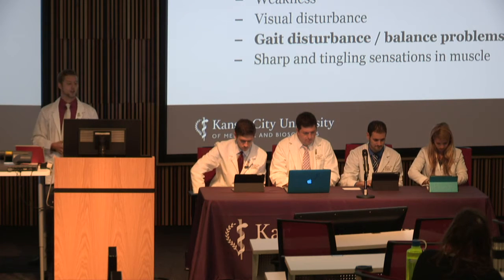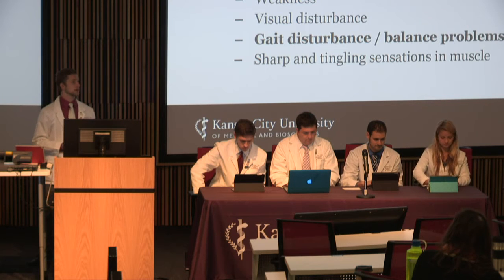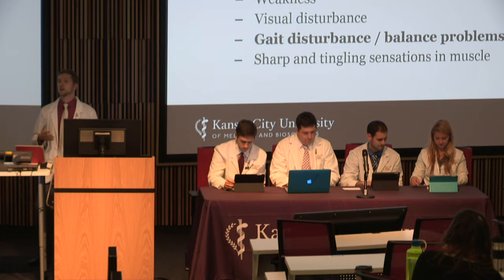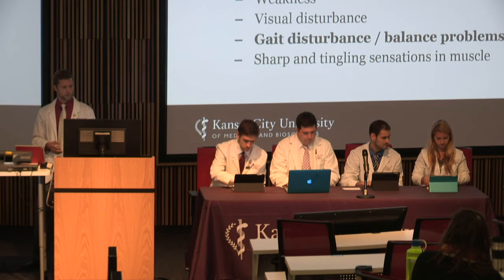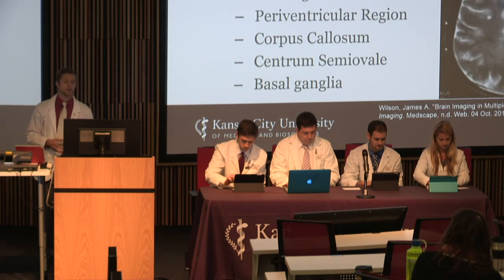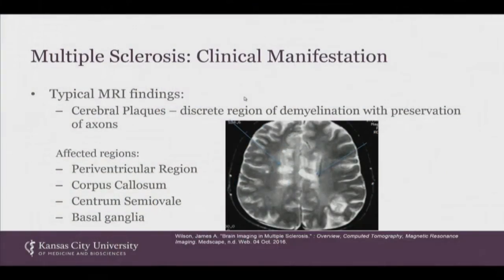However, it should also be noted that our patient has no bowel or bladder dysfunction, and upon physical exam, her visual acuity was found to be normal. In addition, our patient lacks the typical MRI findings for MS patients of cerebral plaques, or discrete demyelinated regions with the preservation of axons. So if we were to look at this MRI image, which is an image of a patient with MS, we would see these light-colored regions. These are the cerebral plaques, or demyelinated regions. And our patient lacks those findings.